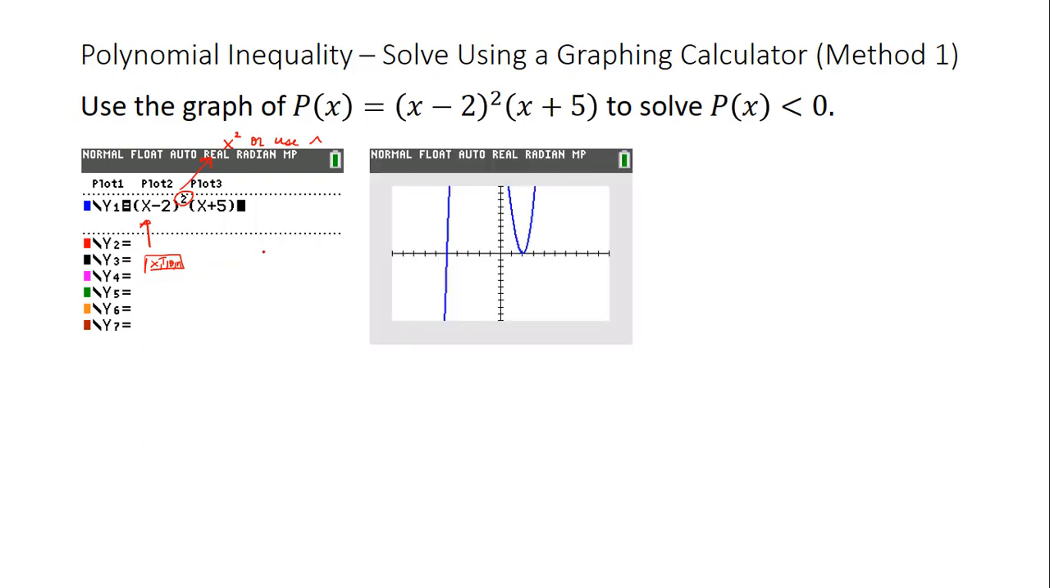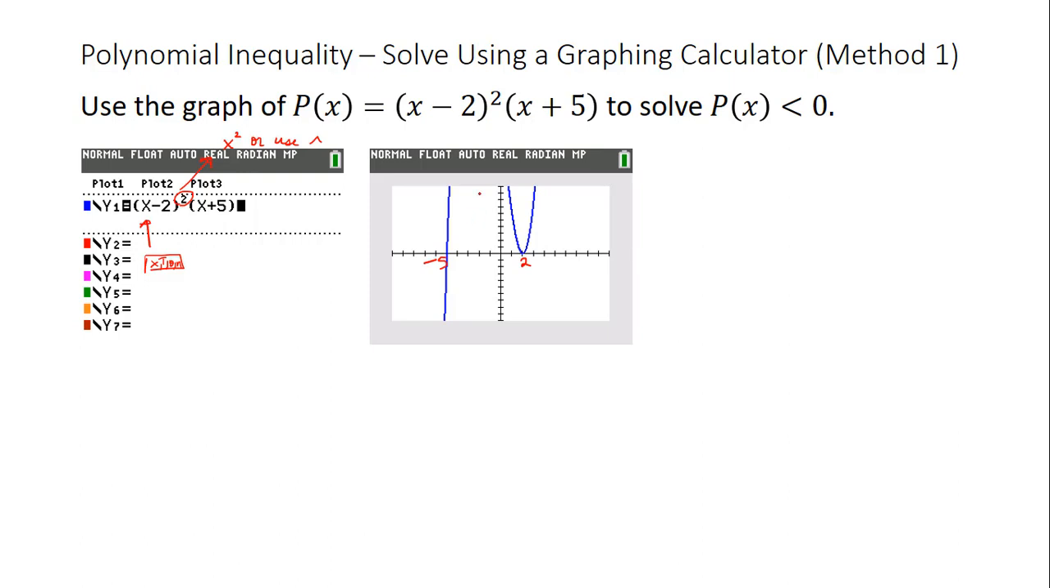When we graph in the standard window, notice that we see our zeros of -5 and 2. We see that it crosses the x-axis at -5. It bounces off at 2, which is based on our multiplicity of the zeros, so that's good.